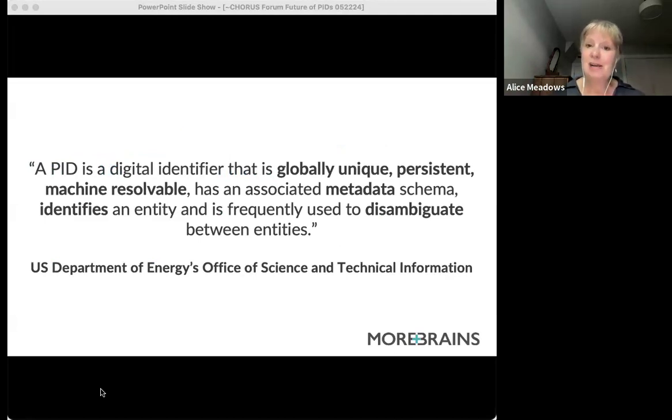I like this one, and you'll see I've highlighted certain words in it. So I really like: PIDs, digital identifiers, globally unique. There are plenty of identifiers that are unique within an organization or maybe even within a country, but PIDs are globally unique. They're persistent, and persistent is something that the PID itself isn't necessarily, but the organizations that work with it need to embrace this notion of persistence. Machine resolvability is very critical, obviously, as is metadata. And then an identifier identifies, but that identification is often used to disambiguate, which has historically been a very big problem in the research world. So I think this definition really sums up a lot of what's important and valuable about PIDs.